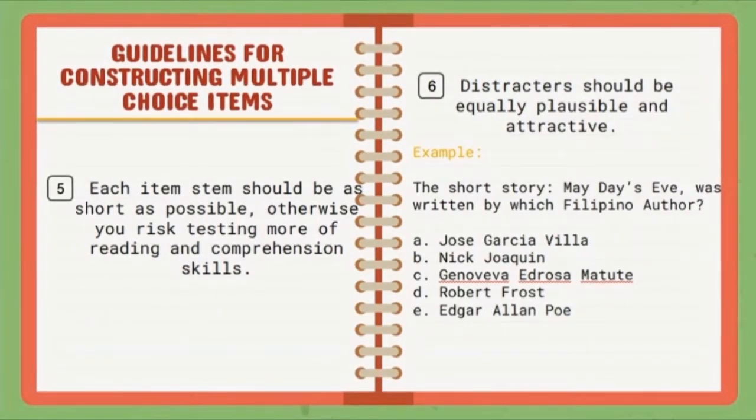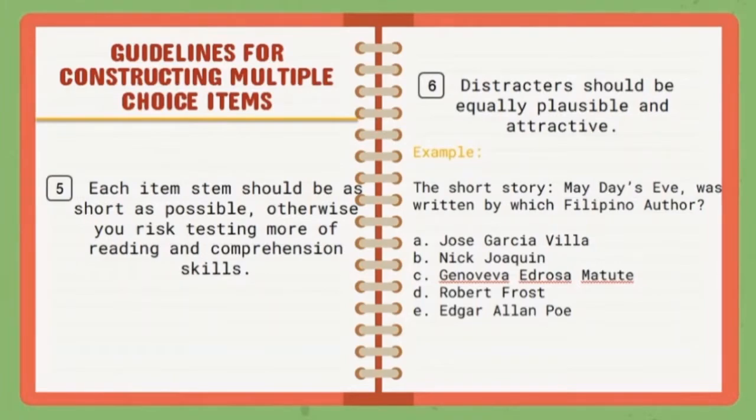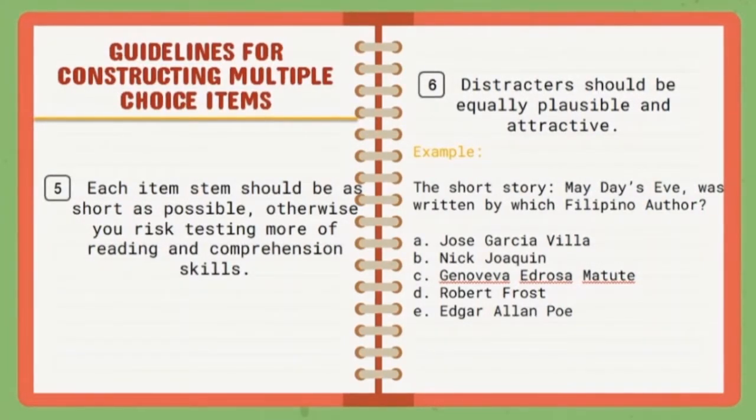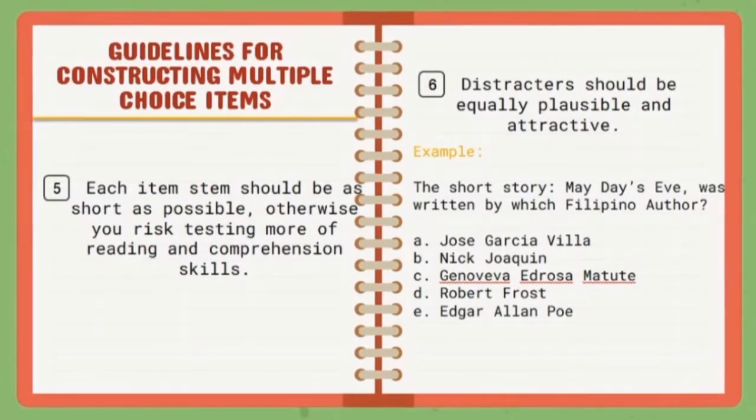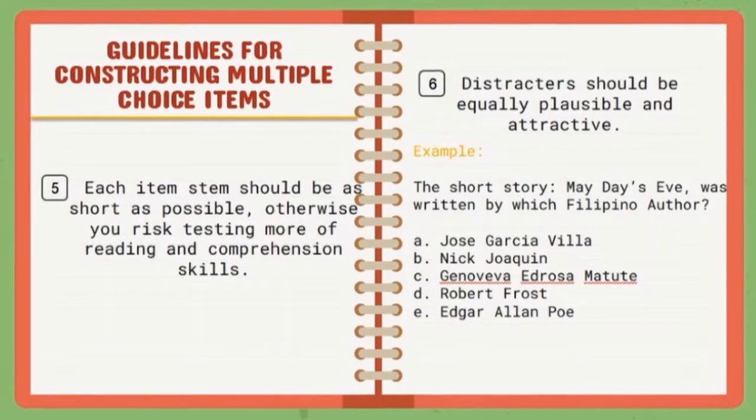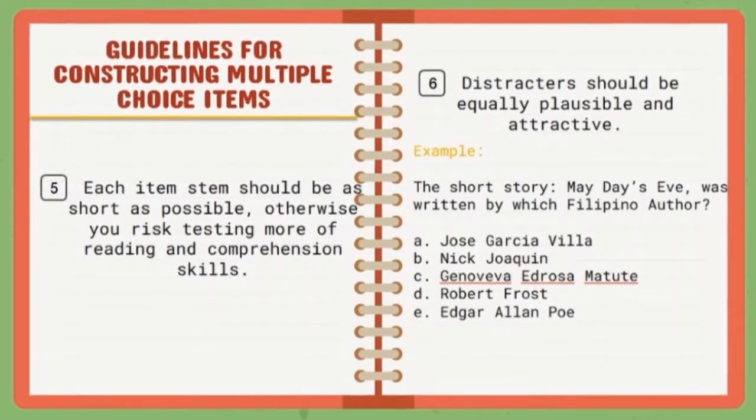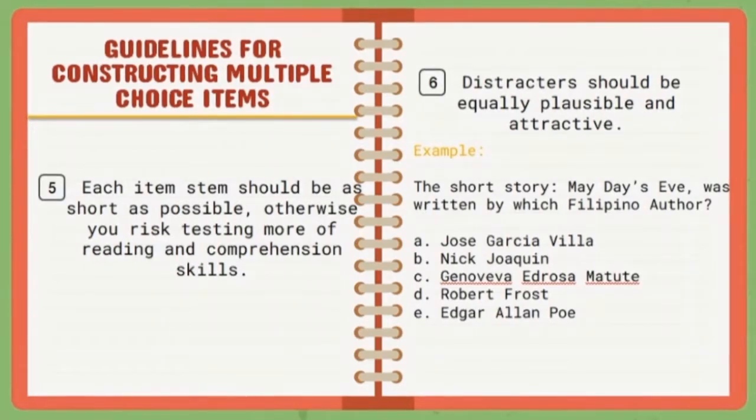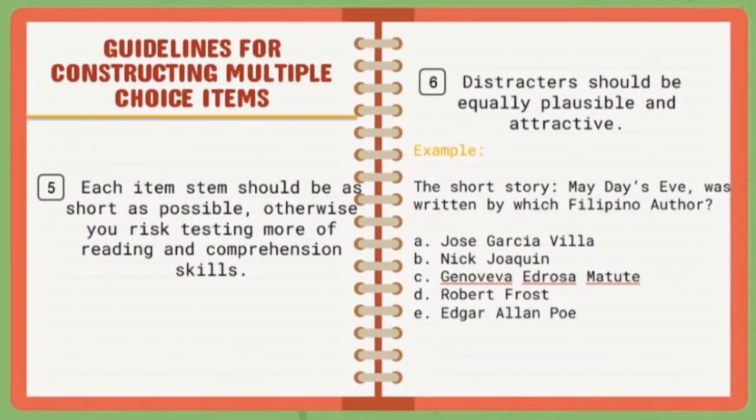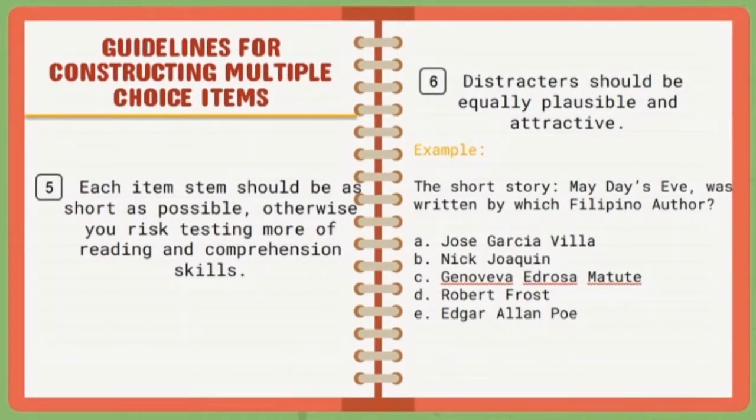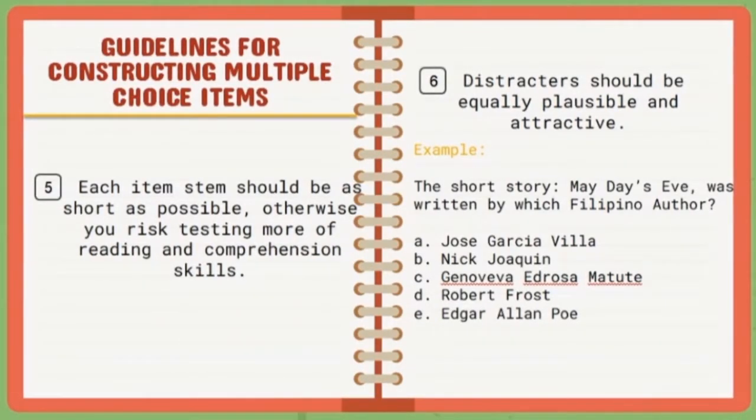Number 6. Distractors should be equally plausible and attractive. For example, the short story "May Day's Eve" was written by which Filipino author? A. Jose Garcia Villa, B. Nick Joaquin, C. Genoveva Edrosa Matute, D. Robert Frost, E. Edgar Allan Poe.